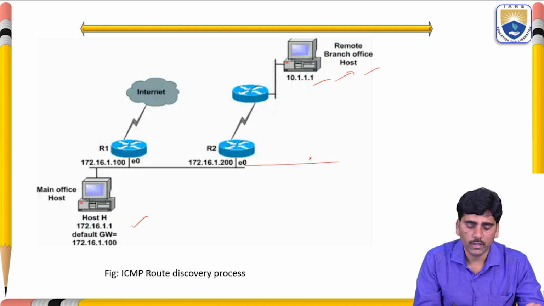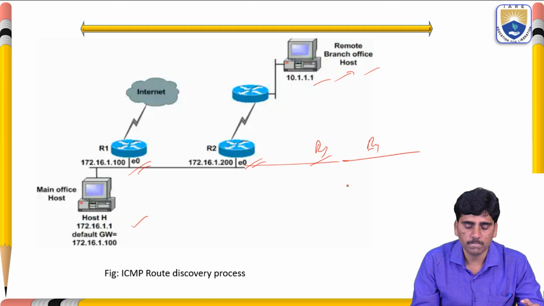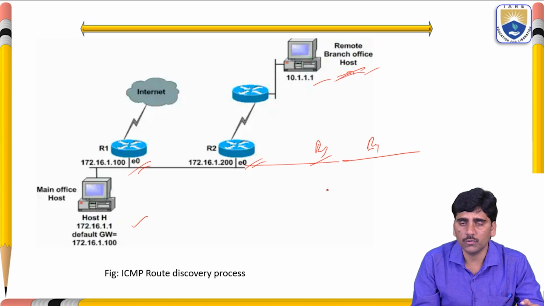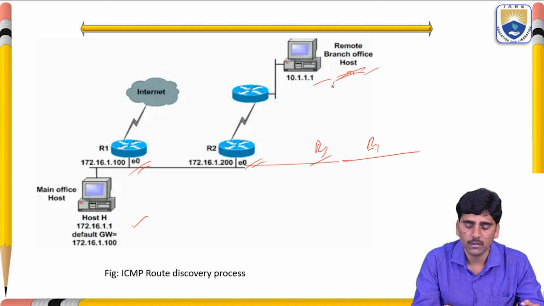At this moment, which router is the best one to reach the destination? R1 has a certain distance, R2 has a certain distance, and R3 and R4 also have certain distances. So choose the best router for forwarding the packets to the remote branch office host, that is, the destination host.